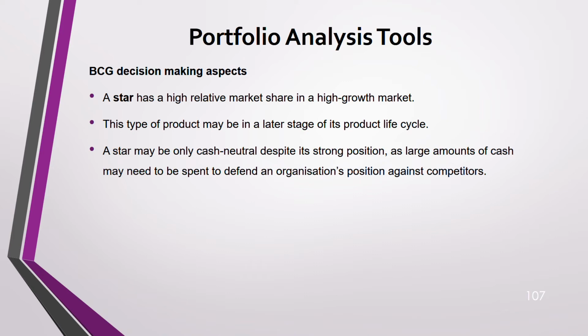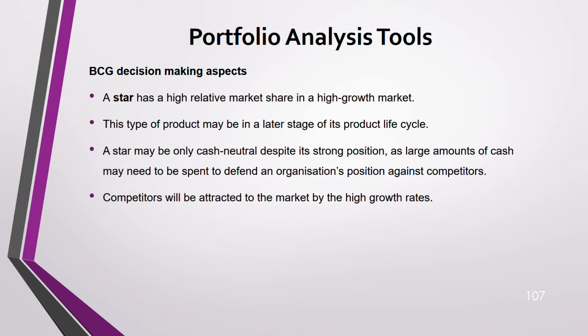Why do you think a star has less cash and a cash cow has more cash? Because a large amount of cash may need to be spent to defend an organization's position against competitors. Whatever cash the star has generated, because they are still growing, they might want to use that cash to defend themselves against competitors. That's the reason why they are cash neutral. Cash is coming in, but they're also investing that cash to maintain that high growth. But the cash cow is not growing any longer, so whatever they have accumulated, they have accumulated.